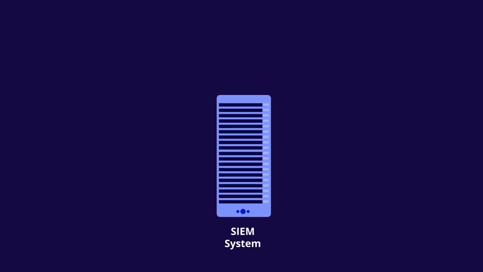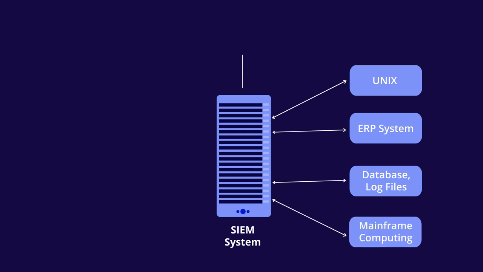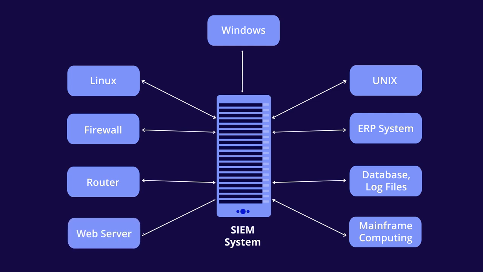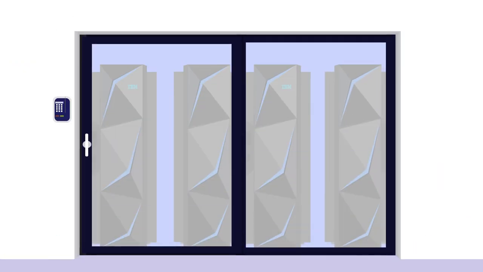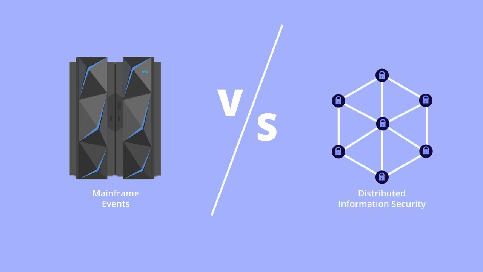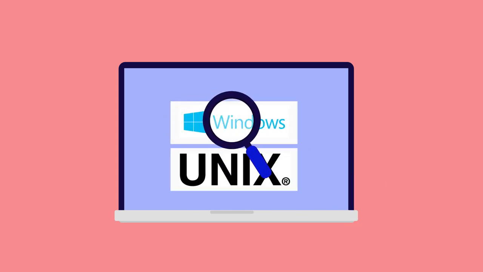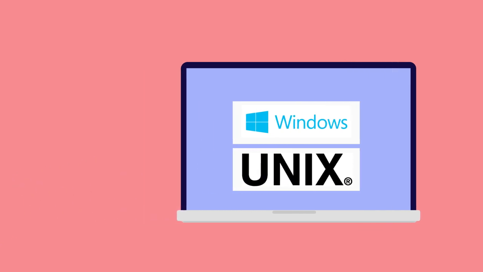But to get this visibility in your Security Information and Event Management, or SIEM, system means breaking down the security gap between your mainframe and the distributed systems that hold watch over your data and IP. There is a dangerous misconception that your mainframe cannot be breached. This misconception is a result of the mainframe versus distributed information security gap. Most of the world's enterprise security systems are Windows and Unix-based, and the mainframe event visibility needed in these systems never makes it there in real time.